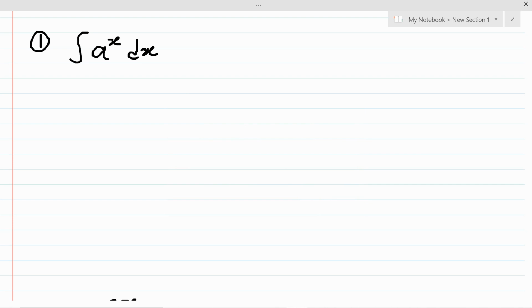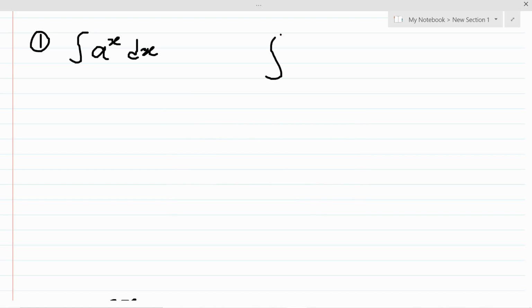Okay, so let's start. Now if I have an exponential function like this, integral of a to the x dx, how do I integrate this? First of all, we make use of a basic definition in integration of the general exponential function e. Let me write that.